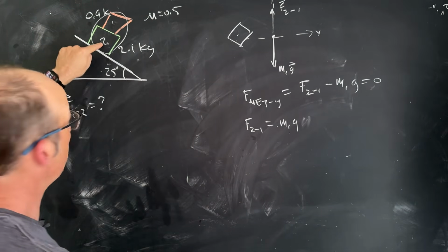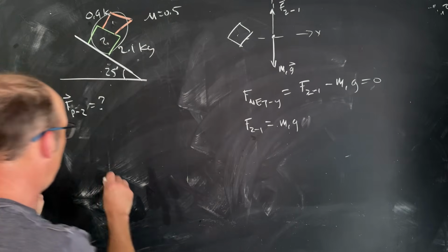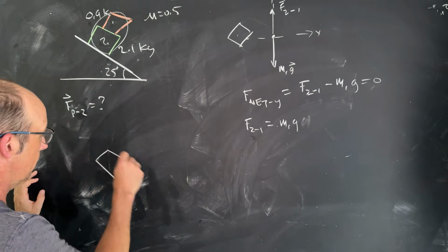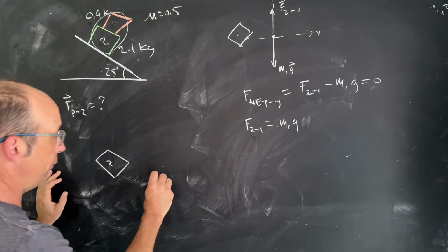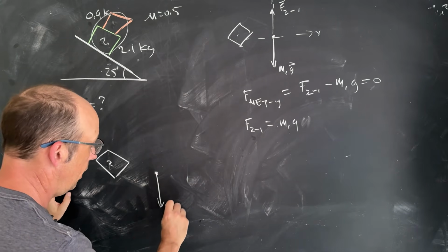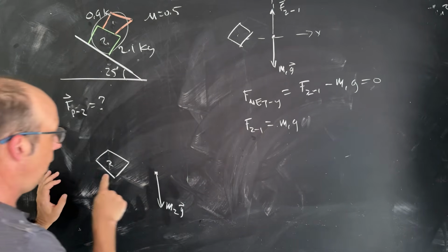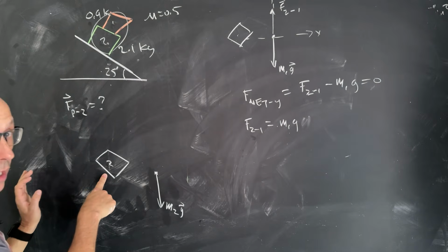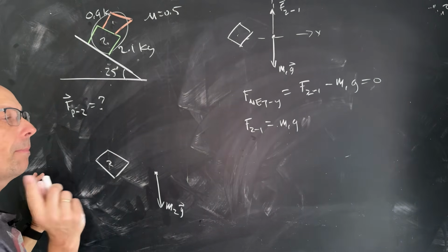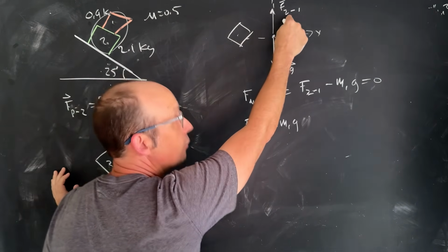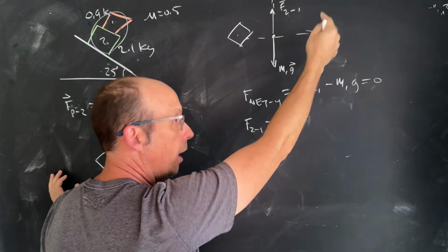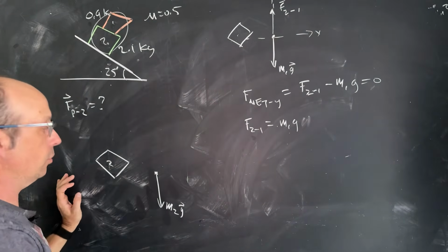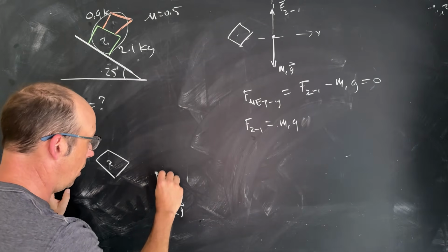Now I have that. Now let's go over to block 2. For block 2, I have a free body diagram. What's acting on block 2? I have the gravitational force, M2 g, and then I have the table pushing up. But first, let's put this force on there. If block 2 pushes up on 1, block 1 pushes down on 2. So I'm going to write that right here. I'll put it sideways.